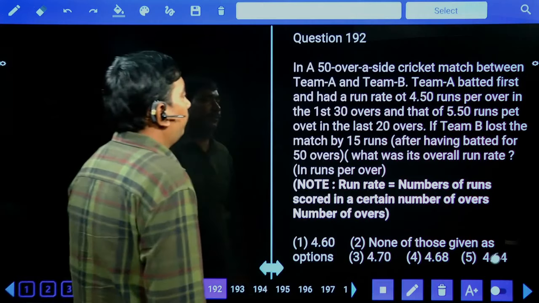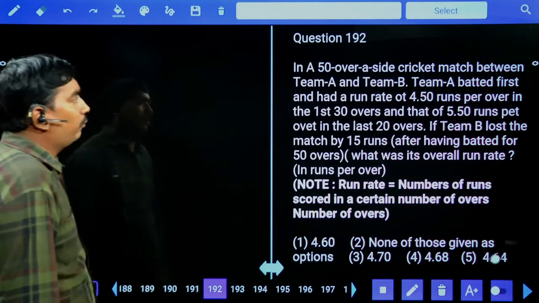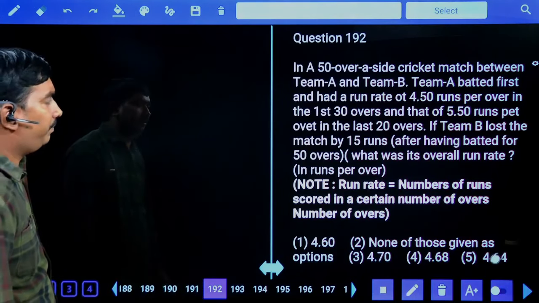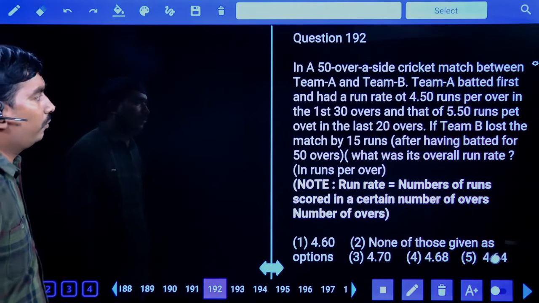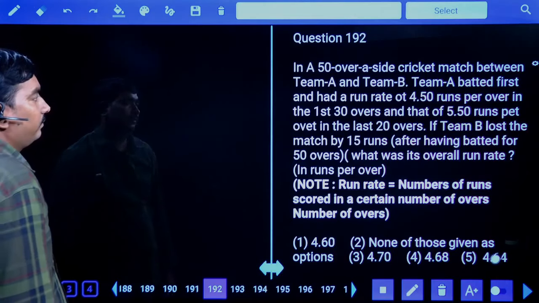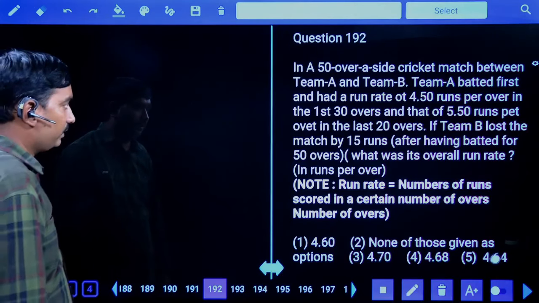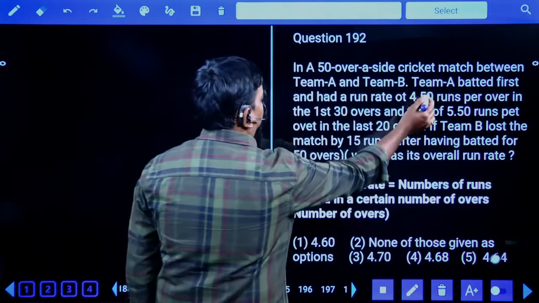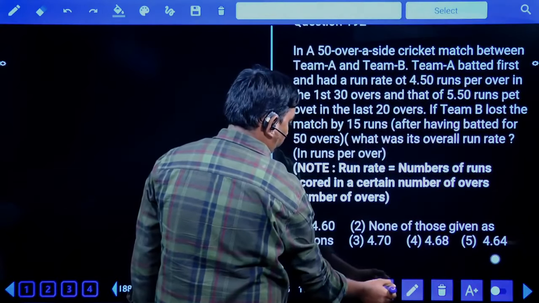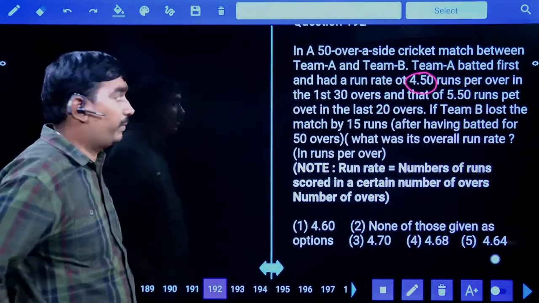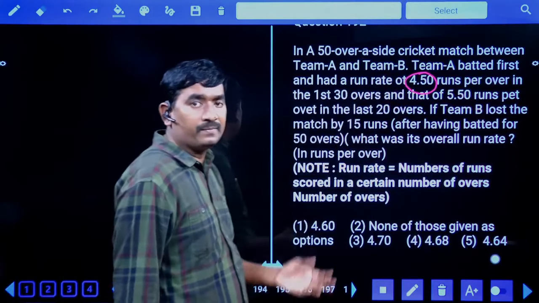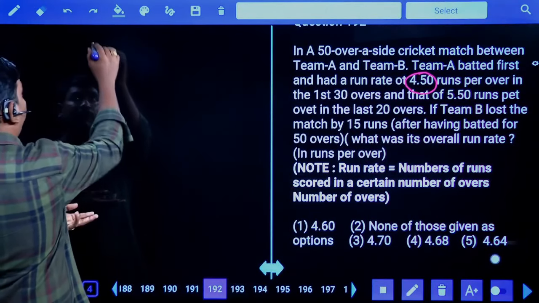In a 50 over cricket match between team A and team B, team A batted first and had a run rate of 4.5 runs per over in the first 30 overs. 30 into 4.5: 30 times 4 is 120, half of 30 is 15, so 135 runs.